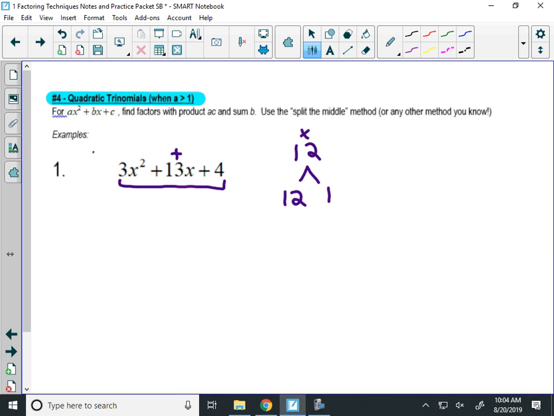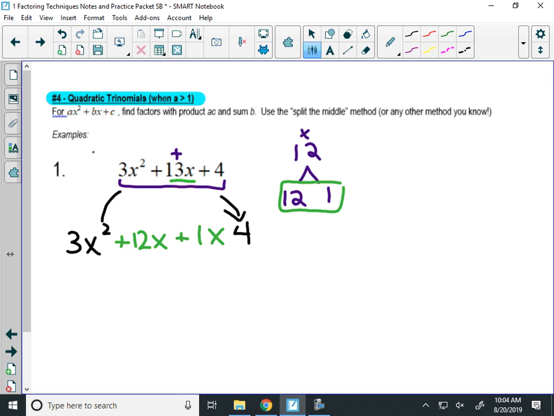Now this method I'm going to use for trinomials is called split the middle. The way it works is the first term stays the same, that 3x squared. The last term, you don't have to draw the arrows if you don't want, stays the same, 4. The middle is what gets changed, because we're going to split it up from 13 into 12 and 1. So instead of 13x, I'm going to rewrite it as 12x plus 1x. See how I just split that middle term up into 2? So now from here, I have 4 terms.